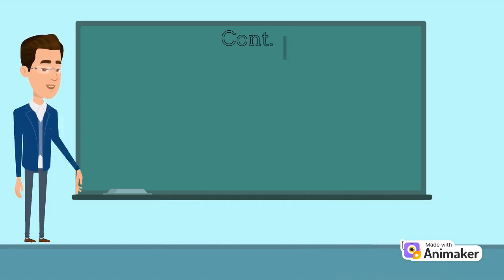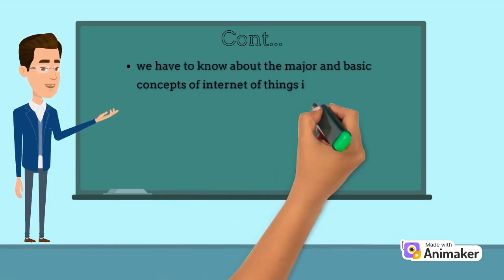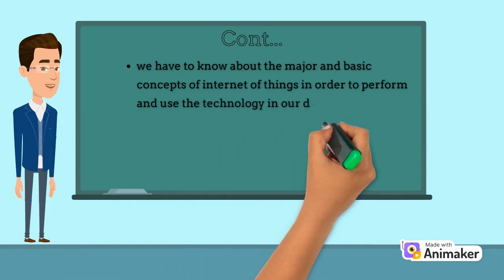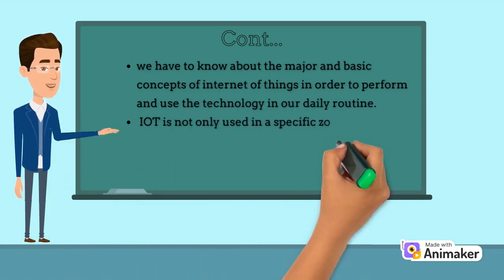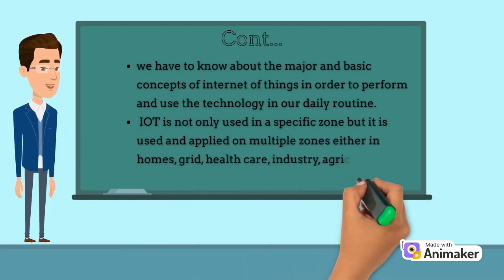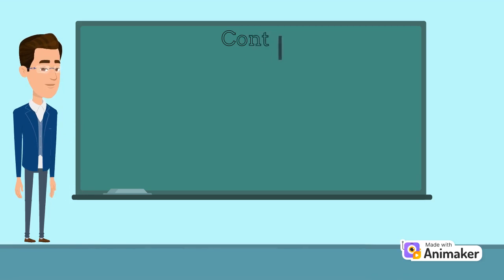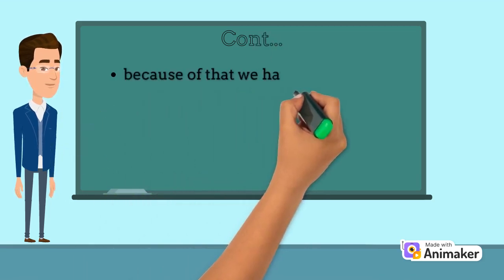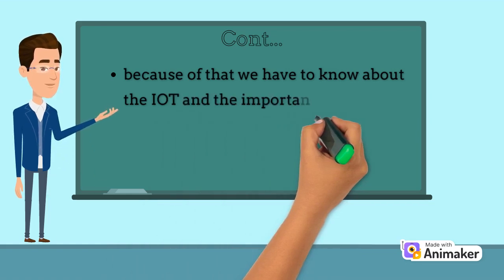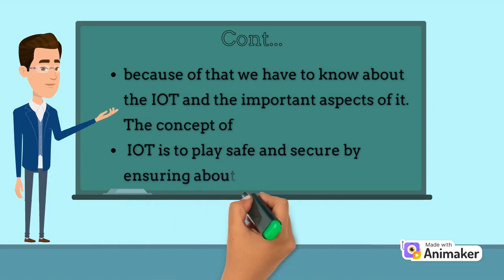IoT is an emerging technology rapidly gaining importance. From the last decade, we have to know about the major and basic concepts of Internet of Things in order to use the technology in our daily routine. IoT is not only used in a specific zone, but it is applied in multiple zones, either in homes, grid, healthcare, industry, agriculture, and other entities. Because of that, we have to know about the IoT and the important aspects of it.